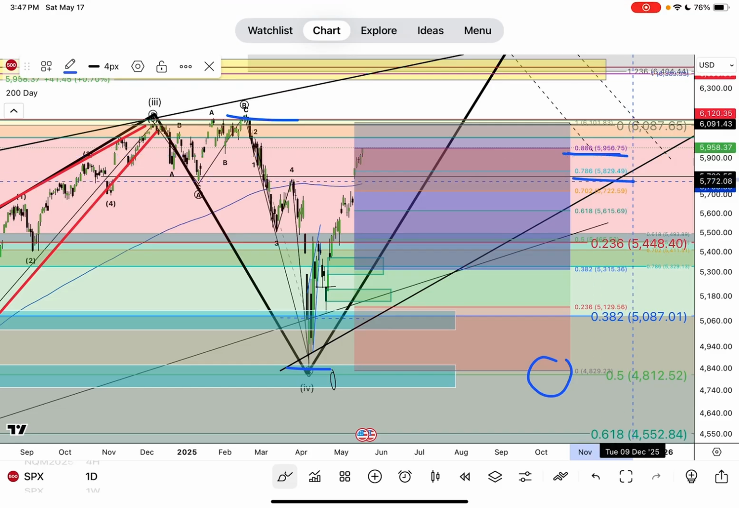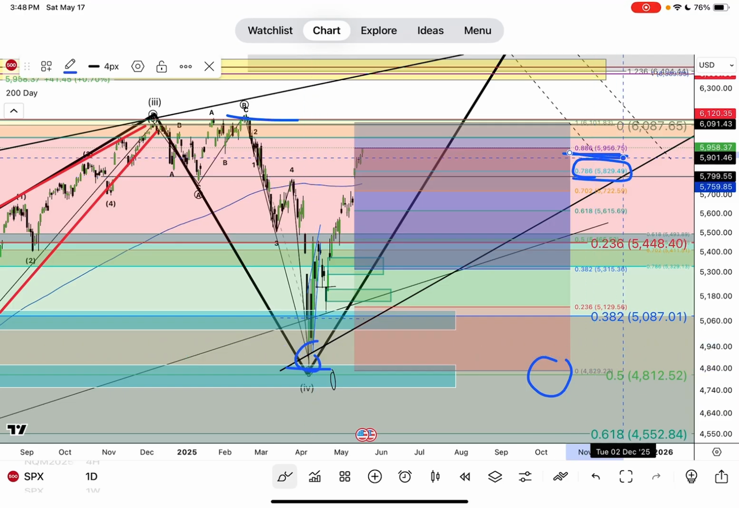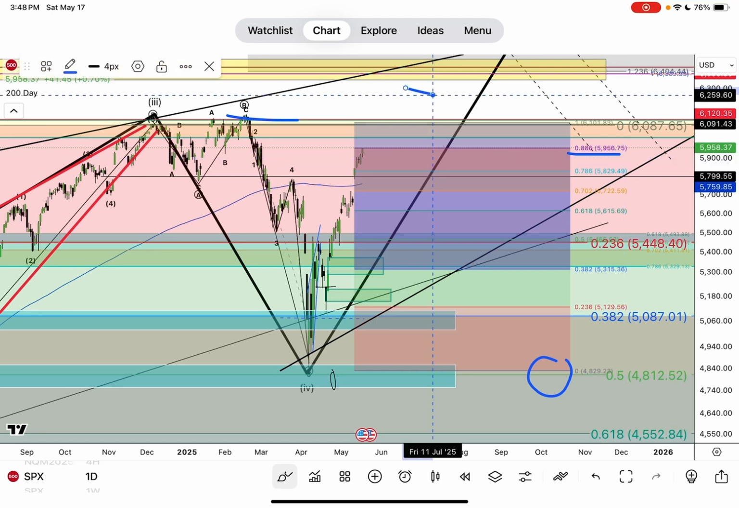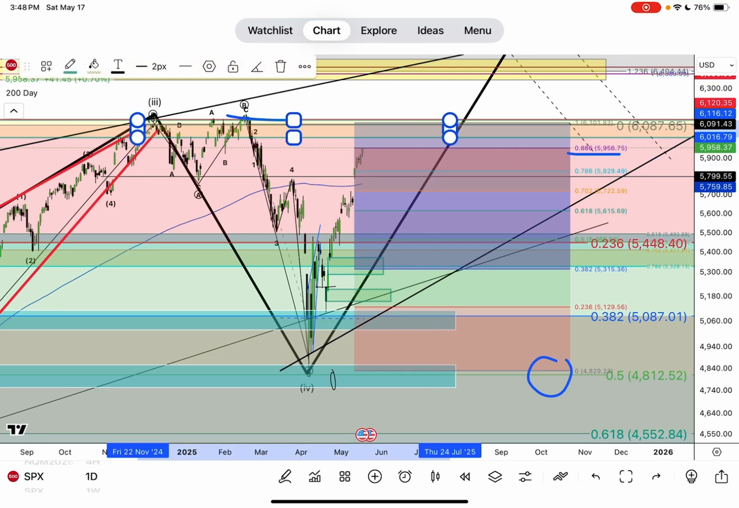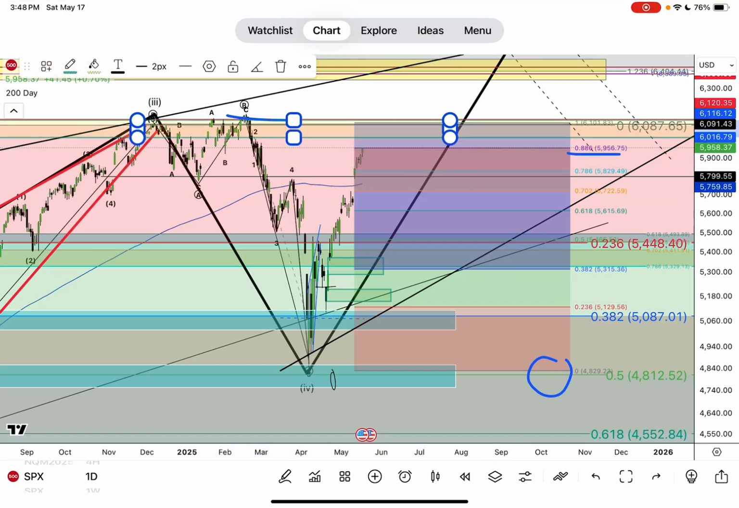We've already gotten over the 786, right? I would say that that's sufficient enough. But if you want extra confirmation that this correction is done, I just want to see a move above 59.56. Once we get that, then we'd be heading towards this supply zone right over here. You see this supply zone over here? And that supply zone would be sitting at 60.16 and 61.16.